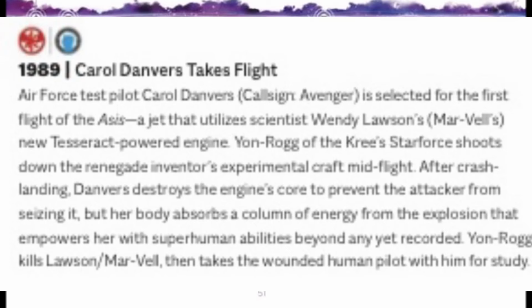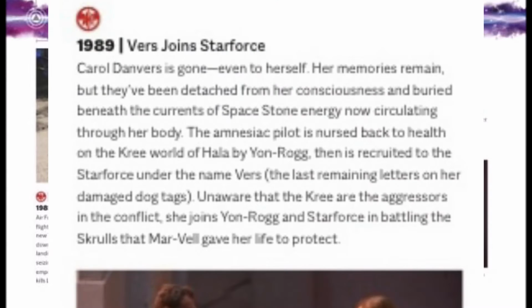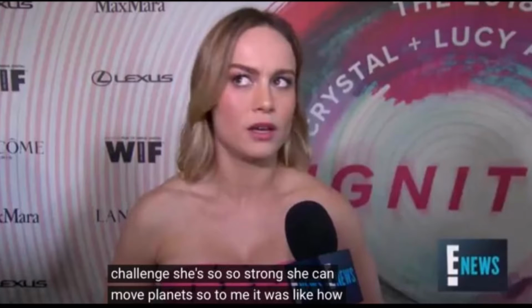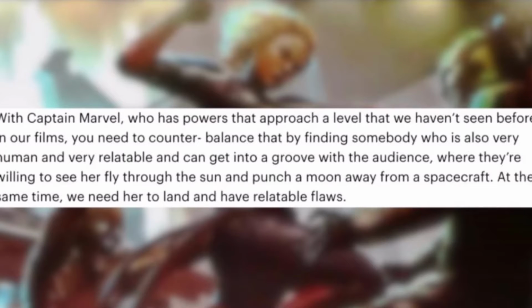In Captain Marvel, the explosion empowered her with superhuman abilities beyond anything yet recorded. There are even statements from Brie Larson herself, who plays Captain Marvel, stating that Captain Marvel is strong enough to push planets and also punch a moon away from a spacecraft. We don't know what planet she's talking about, but we'll use the Earth as a fair assumption.